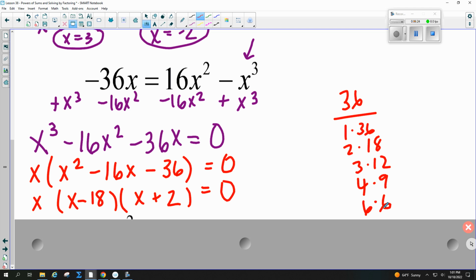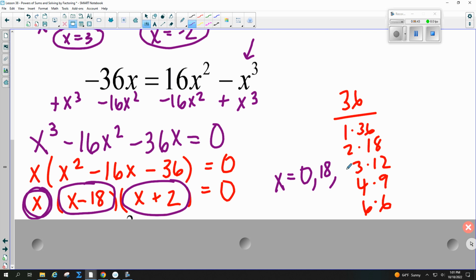Okay, this has 3 solutions now. What is this solution? Yes, if you just have an x, you set it equal to 0, and it is 0. All right? What would this solution be? Positive 18. What would this solution be? Negative 2. All right, so you get 0, 18, and negative 2. So it doesn't matter if it's not in order, like we did. It does not matter.